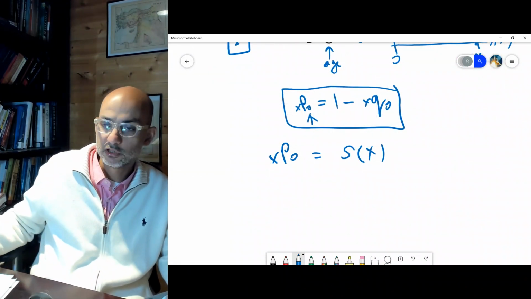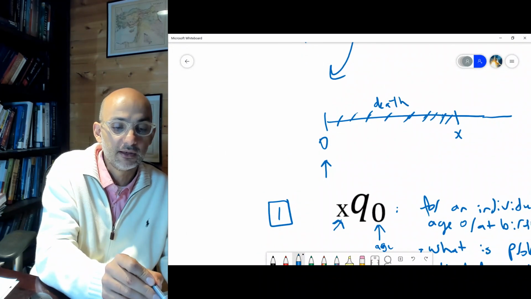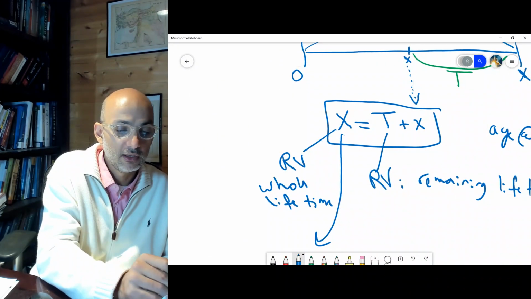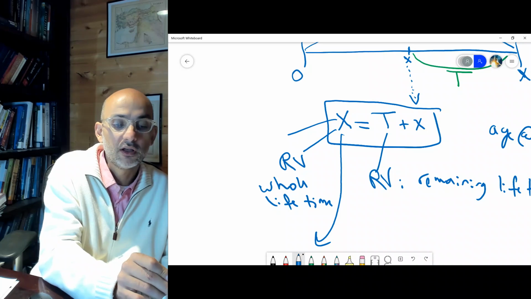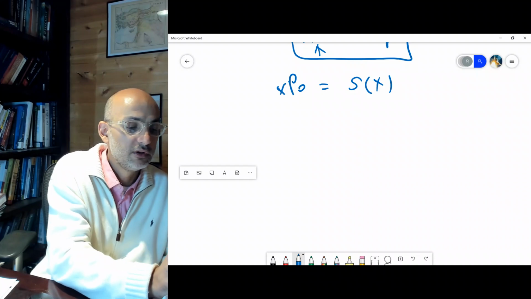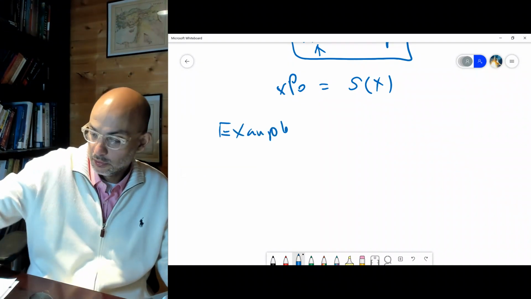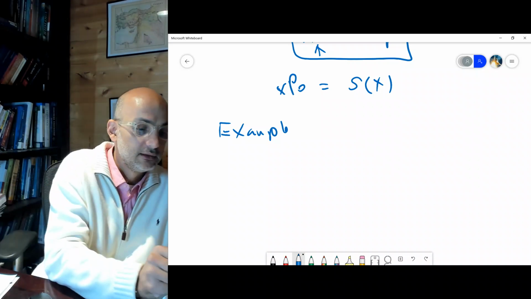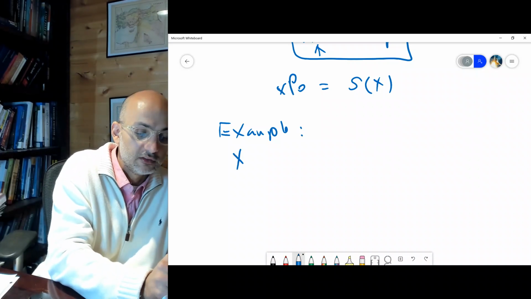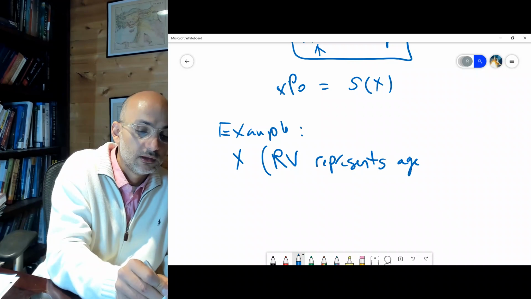But for now, because we're looking at x, the variable x, we're looking at this one. Later on, when we look at the remaining lifetime, we will introduce different ages, right? So let's take one example. And remember, here what we are looking at is age of failure, right? X, what is x? Remember, it's a random variable that represents age at failure. Remember always this.